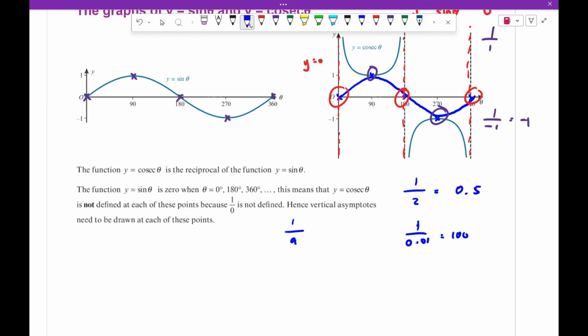1 over a, when a is smaller than 1, 1 over a is going to be bigger than 1. And if it's the other way around, it would be smaller than 1. Excuse me, it should be a between 0 and 1, and then this one should be bigger than 1.